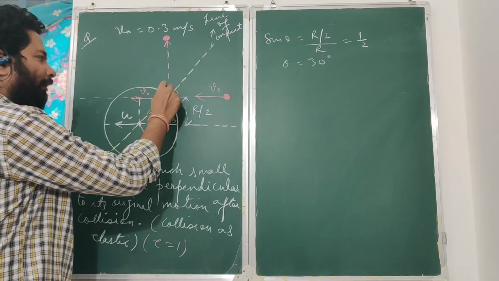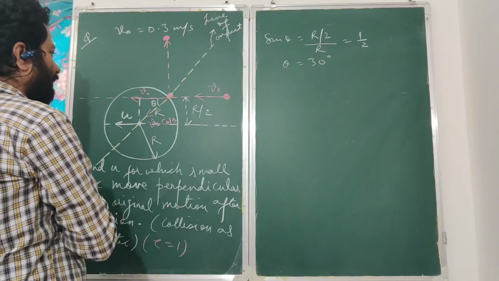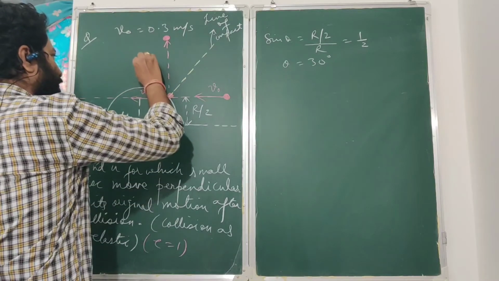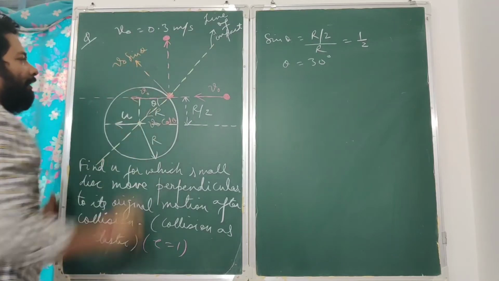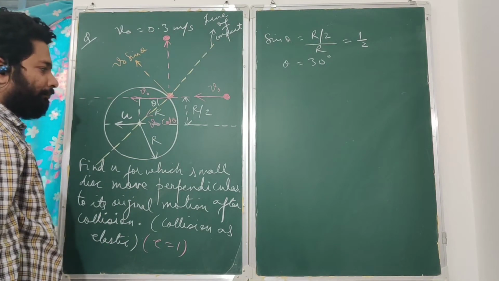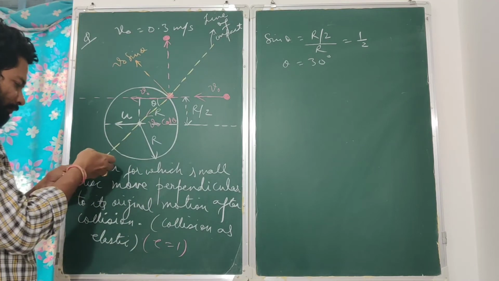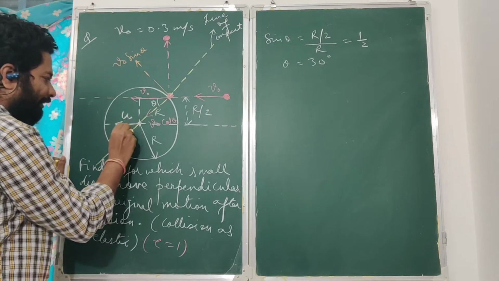Correct. What about the perpendicular component? This component will be v naught sin theta. Correct. What about u? If this angle is theta, then this angle will also be theta.